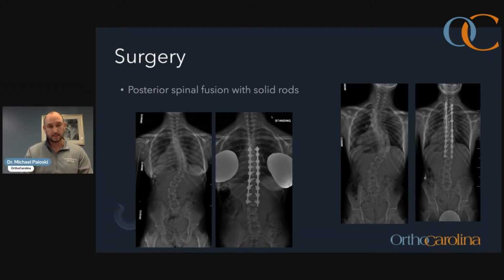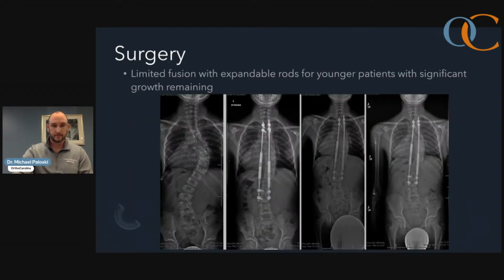And that, like I said, is the standard of care, and that's what has been the standard surgical treatment with these pedicle screws, little anchors, and rods for about the past 30 years. Now, kids that are still growing, there's some other different surgeries that we have to consider. So, the kids that are still growing, sometimes we use expandable rods.